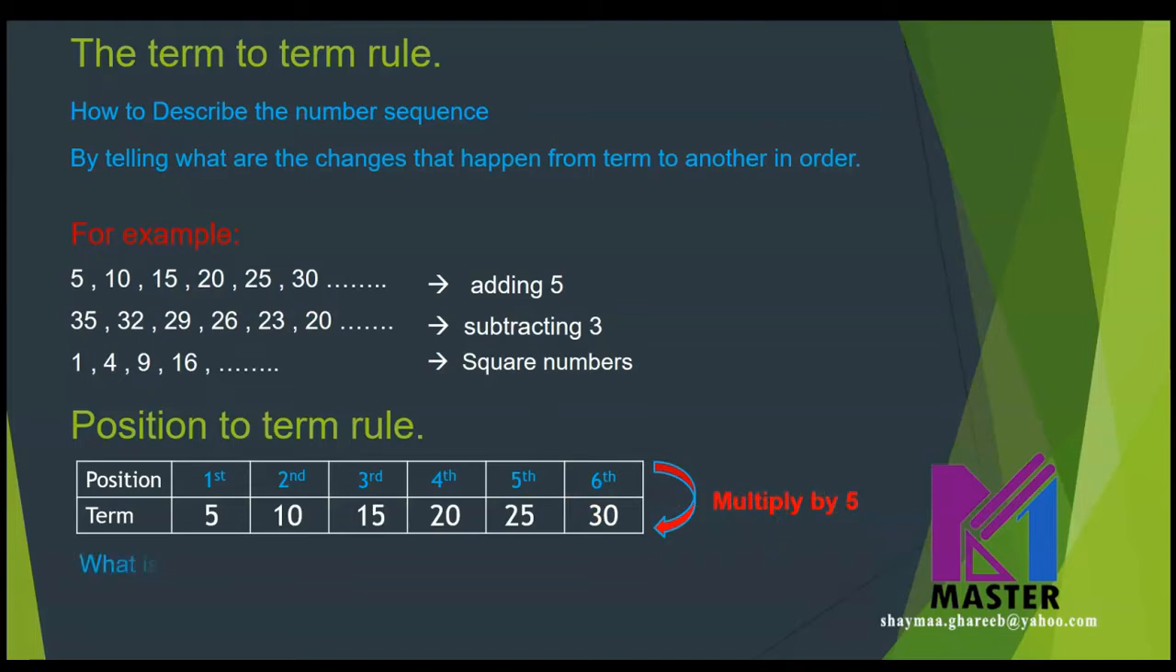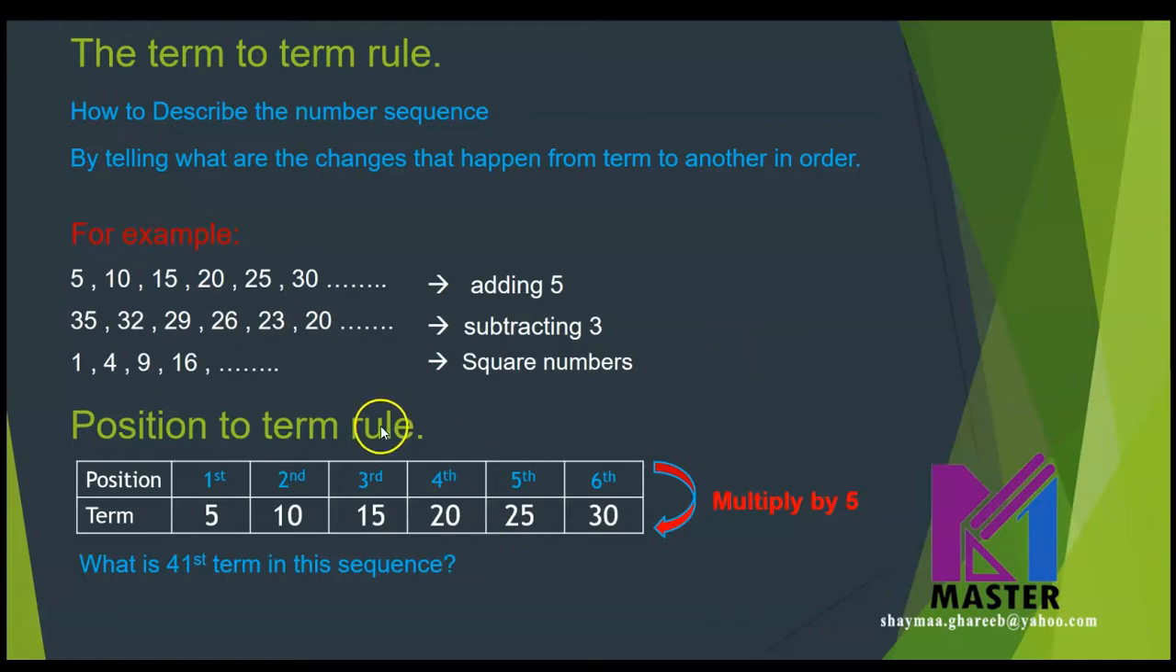So if we multiply any position by 5, we'll get the number in this term, okay? So if I asked you this question, what is the 41st term in this sequence? Am I going to count on by 5 41 times? No. If I know the position to term rule, it will help me to get any term in the sequence that I want.